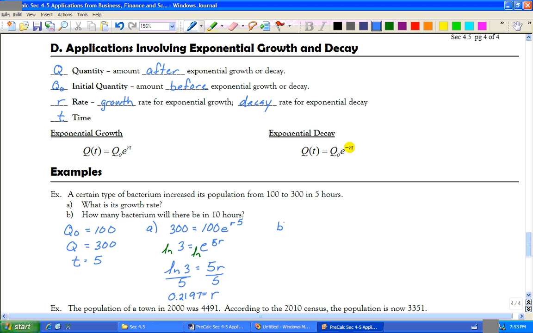So part B, how many bacterium will be there in 10 hours? So now our time is 10. So we're trying to find our quantity at time 10. So that's going to equal 100 times e raised to that rate that we just found, 0.2197 times 10. So if we solve this side, we end up with 900. So we start off with 100. In 10 hours, we end up with 900 of those bacterium, so they grow pretty fast.